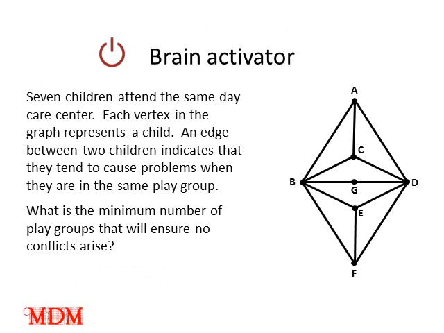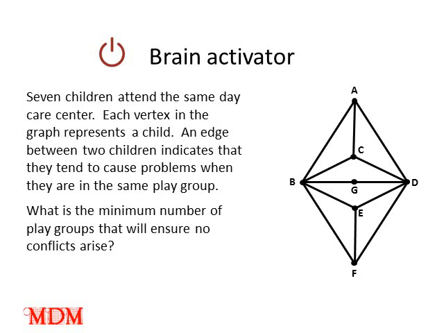To begin, let's look at this brain activator. 7 children attend the same daycare center. Each vertex in the graph represents a child. An edge between 2 children indicates that they tend to cause problems when they are in the same playgroup. What is the minimum number of playgroups that will ensure no conflicts arise?